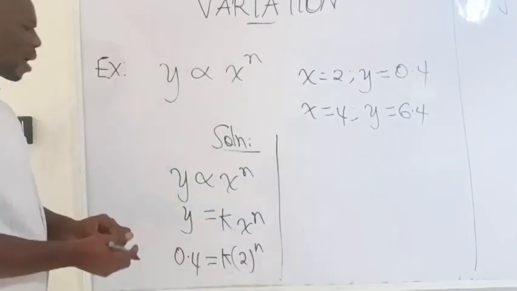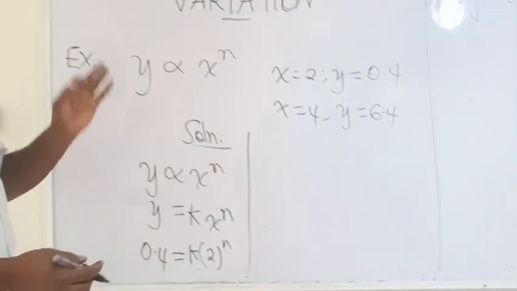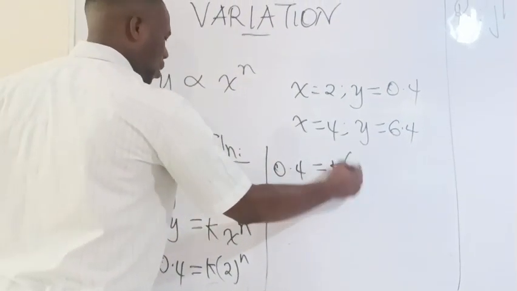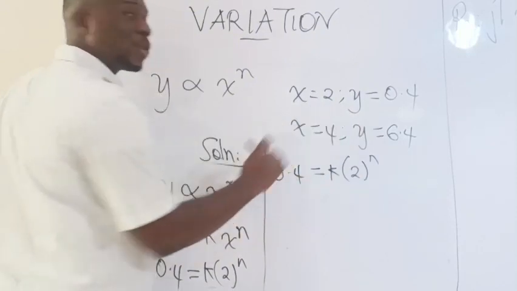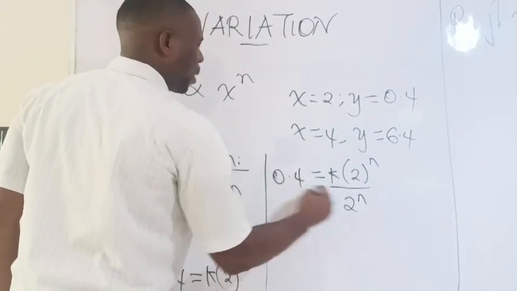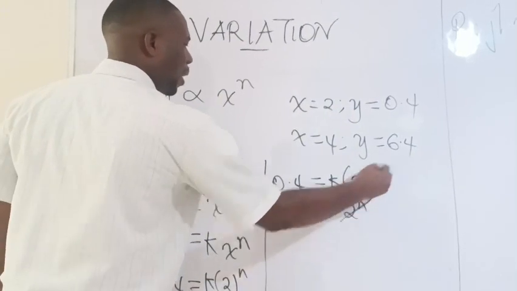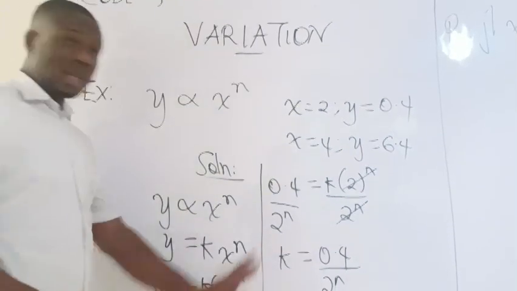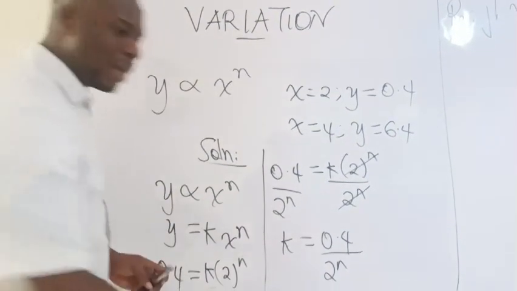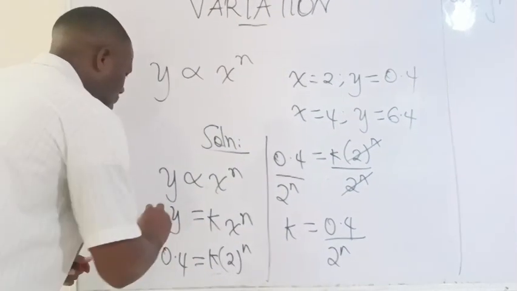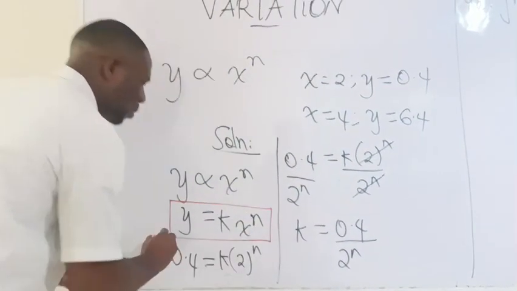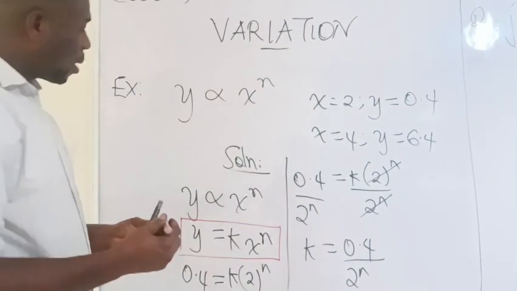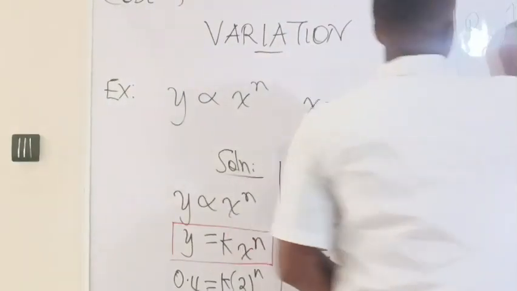And clearly from here I could find my constant of proportionality by dividing both sides. I have 0.4 is equal to k into bracket 2 raised to power n. I want to delete 2 raised to power n, so I could divide both sides by 2 raised to power n. So clearly, k boils down to be 0.4 over 2 raised to power n. This is k. Now, I may need to box this, because once I can tell you what the value of k is, this defines the formula or the function that binds quantities y and x together. All right, so let's proceed.